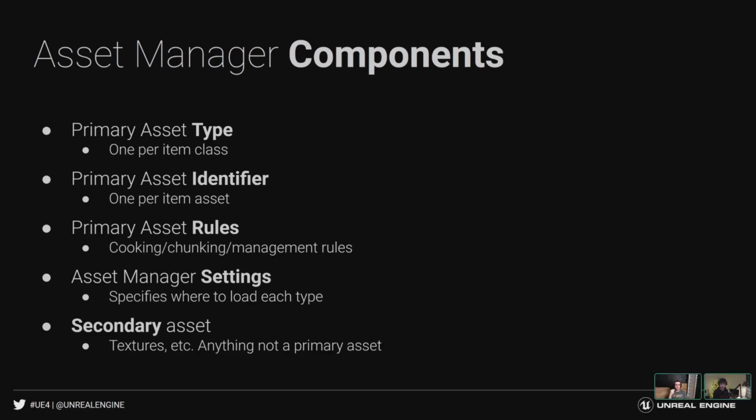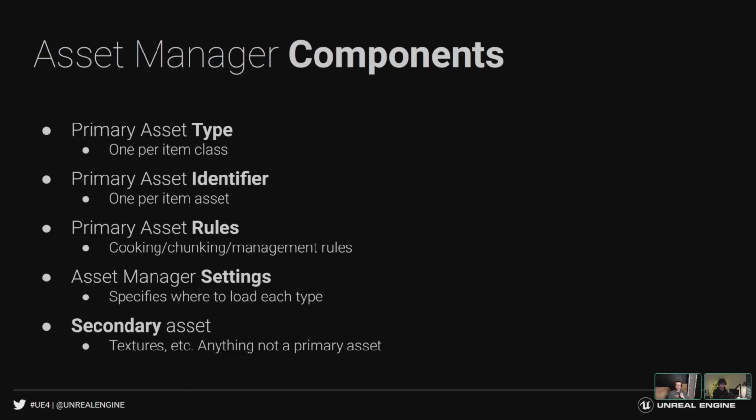So there's one type for basically every single class. There's a potion type, a weapon type, a map type. And then there's also an identifier, called the primary asset ID, which is one of those for every single asset that you need to categorize.